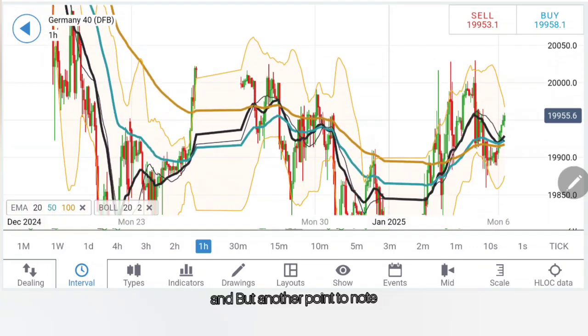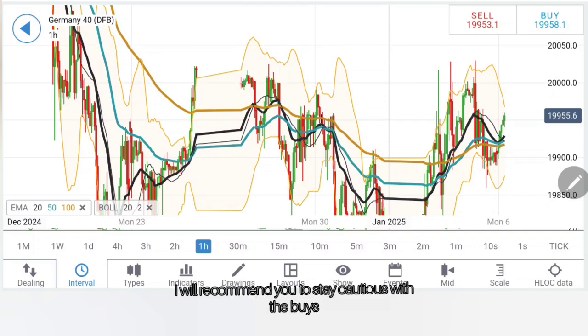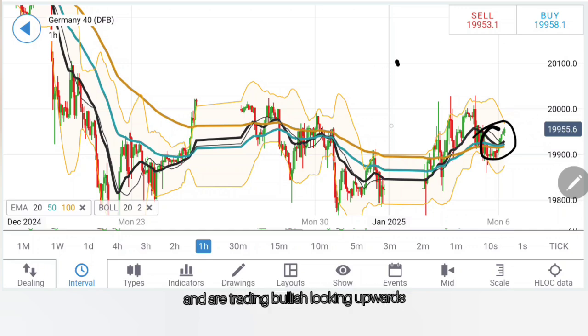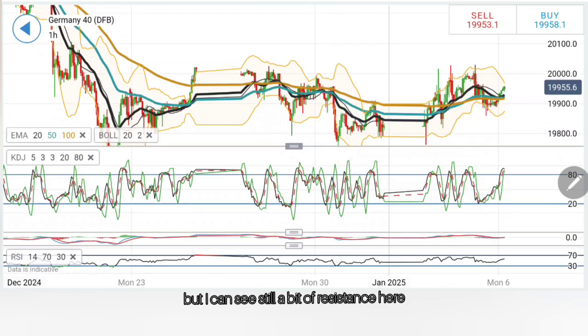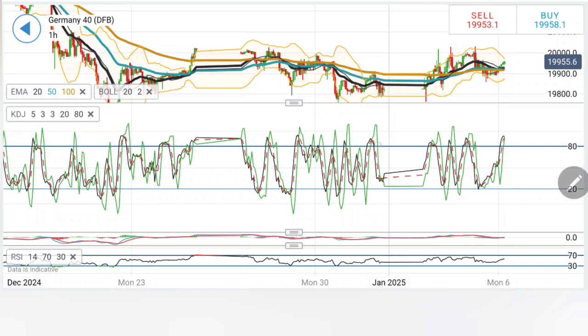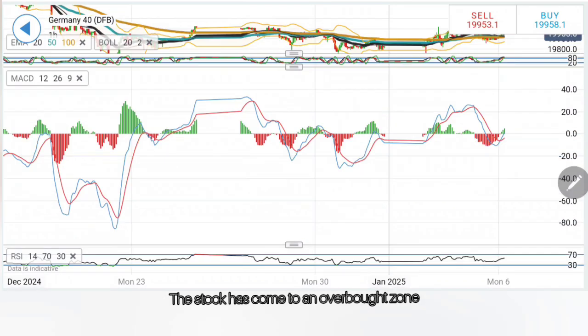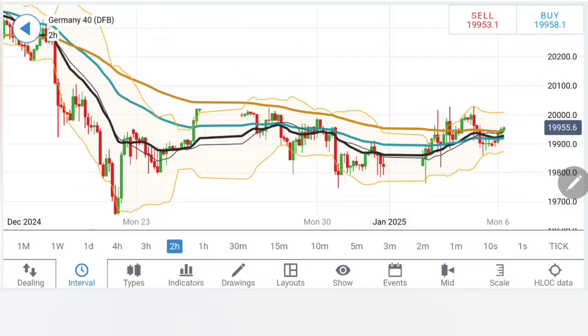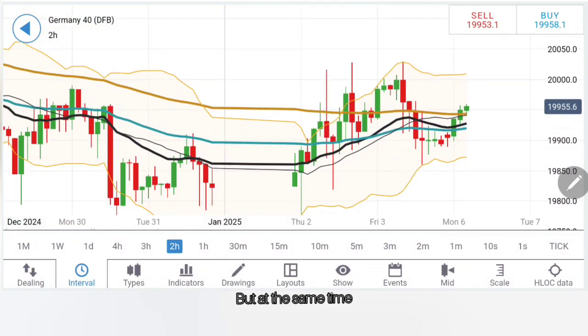Another point to note, till the 20,000, 20,050 zone, I will recommend you to stay cautious with the buys. Though the moving averages are crossed over and are trading bullish, looking upwards, I can still see a bit of resistance here. The stochastic has come to an overbought zone. The MACD has crossed over for the buys. The RSI is looking upward. The signs are still supportive for the bulls, but at the same time, one must not forget the resistance it is getting here on the upside.